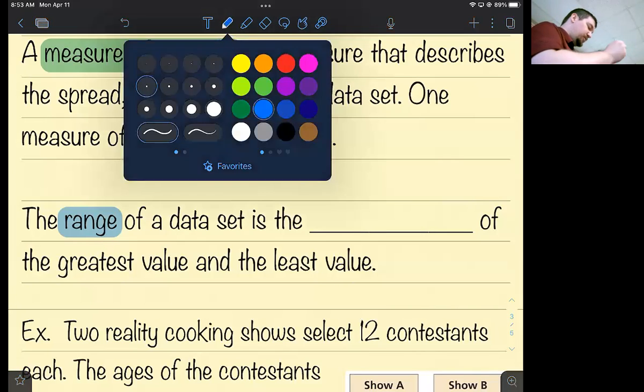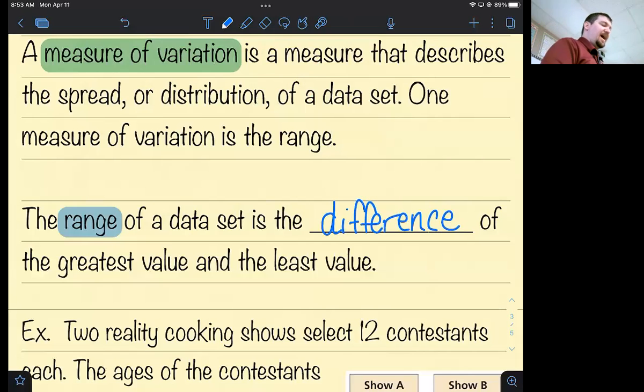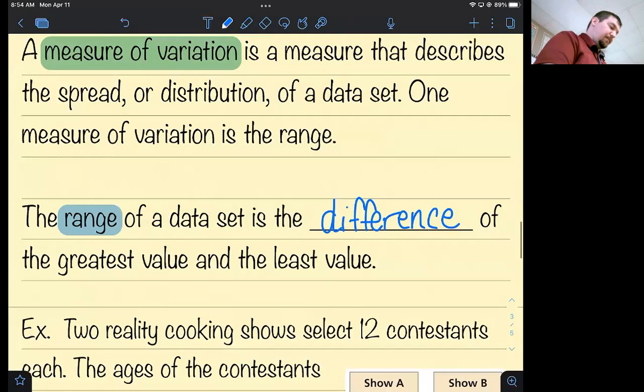And to find the range of a data set, you have to find the difference of the greatest value and the least value. Now, what does difference mean? Subtract. I take the largest number and subtract the smallest number.